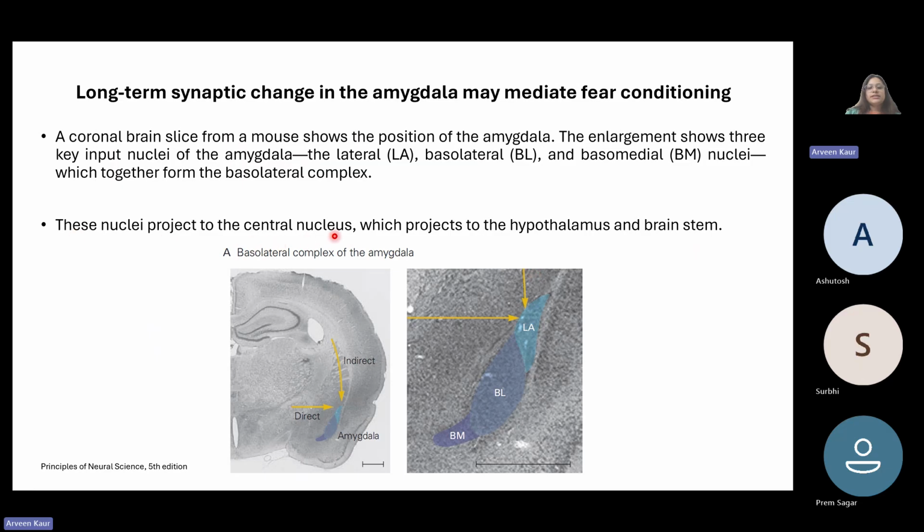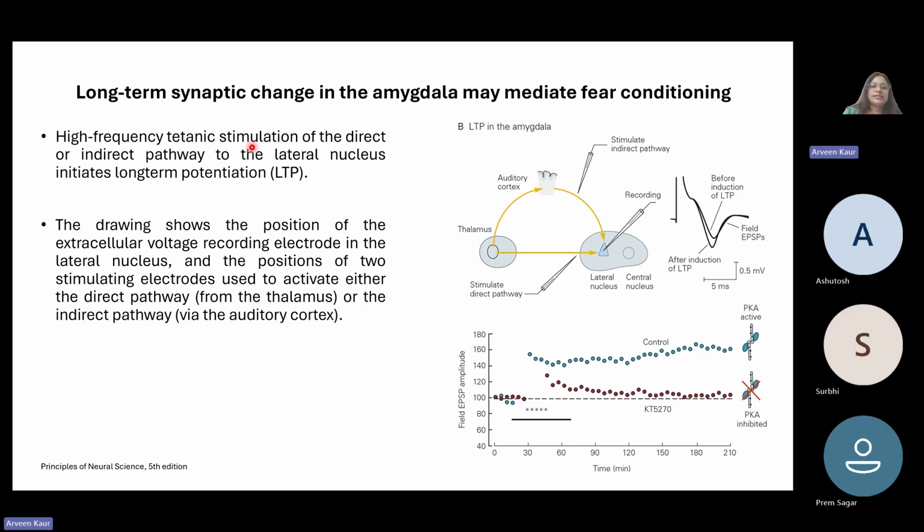These nuclei project into the central nucleus, which projects to the hypothalamus as well as the brainstem. The high frequency tetanic stimulation of the direct or indirect pathway to the lateral nucleus initiates long-term potentiation over here, right? So this is before the induction of long-term potentiation, and this happens after the induction of long-term potentiation. The drawing shows the position of the extracellular voltage recording electrode in the lateral nucleus and the position of two stimulating electrodes used to activate either the direct pathway from the thalamus or the indirect pathway via auditory cortex over here, right?